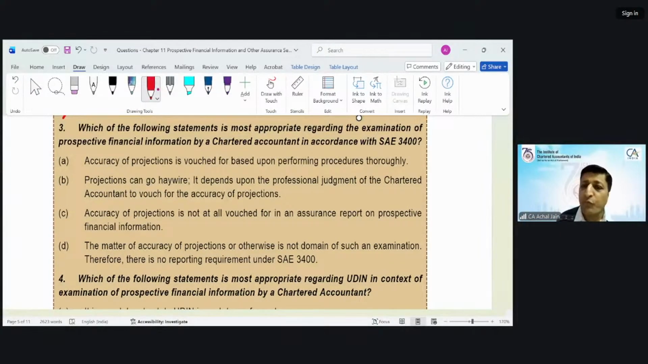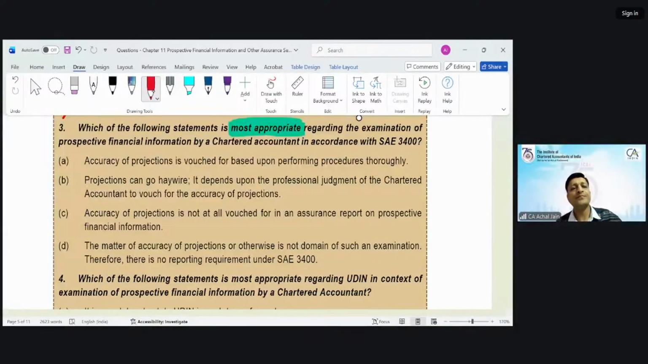So tell me, which of these options do you think is the most appropriate? Sir, I feel option C is straight away not suitable. Okay, we will eliminate it: the accuracy of the projection is not at all vouched. See, here we are giving the assurance report. The assumptions and the projections have to be vouched. It's very clear. So that is ruled out. And also option D, the matter of accuracy of projection or otherwise is not the domain of the examination. That is also incorrect.